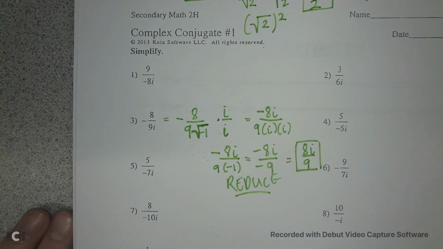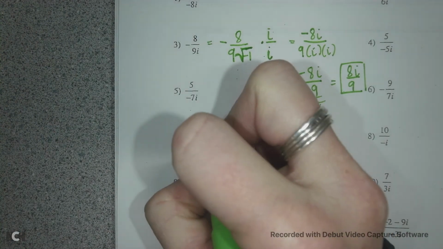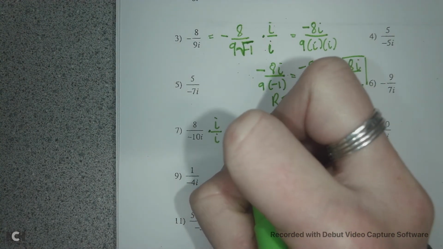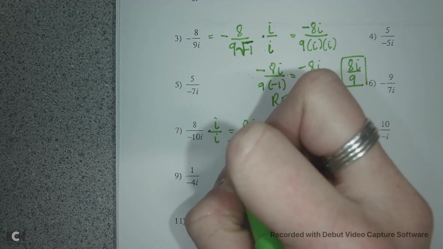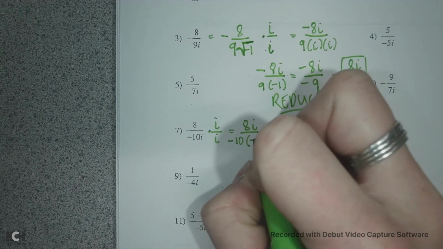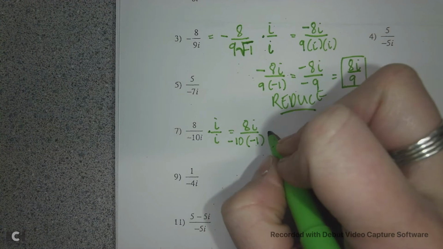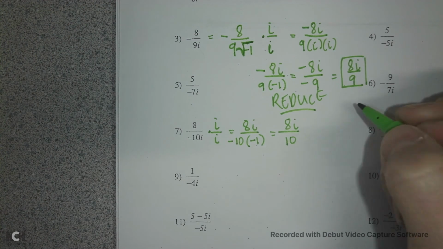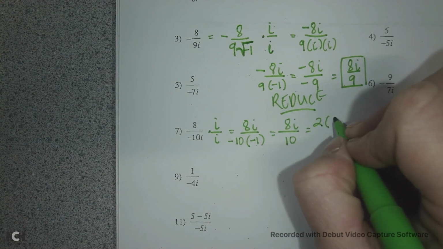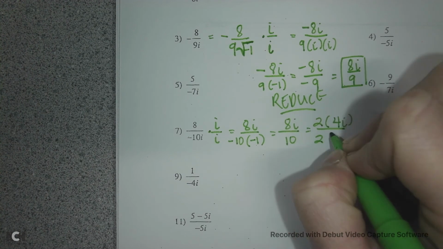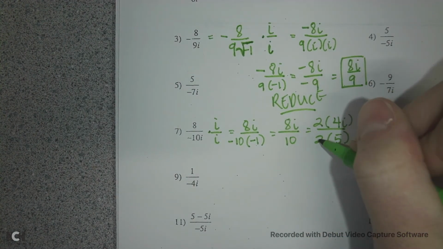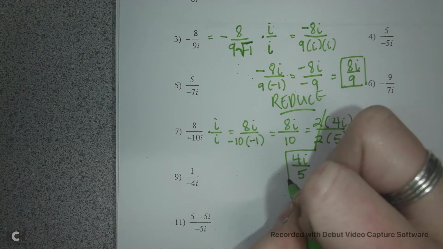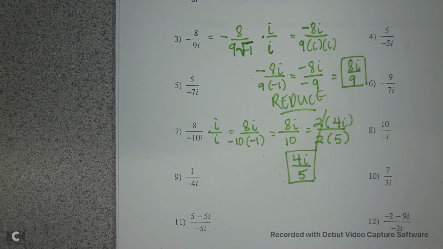Let's do number 7. Okay, so I'm going to multiply by i over i, which is the same thing as 1. On the top, we multiply straight across. That is 8i. And on the bottom, we have -10 times i times i, which is the same thing as -1, so 10. Now we have 8i over 10, and 8 and 10 can be reduced by 2. I'm going to take a 2 out of the top, leaving 4i, and a 2 out of the bottom, leaving 5. 2 divided by 2 is 1, so I'm reducing. Then I have 4i over 5 remaining. Your calculator does not love these problems, so you need to know how to do them.